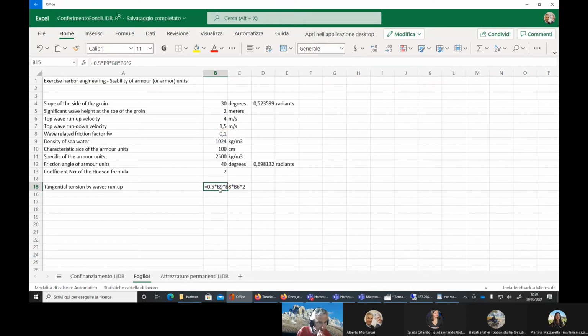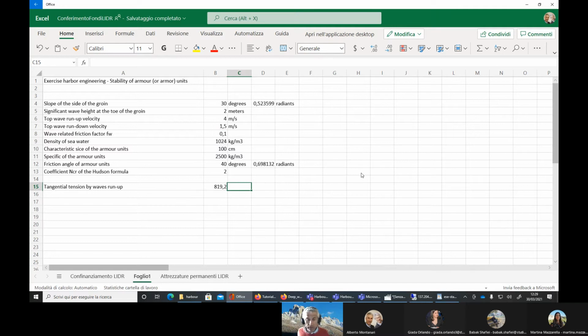What is the reason why it doesn't show the value? It's the online version. I think this should be okay, but it doesn't work anyway. Yeah, I understand why. 0,5. Okay, very good. Now I get this tension.